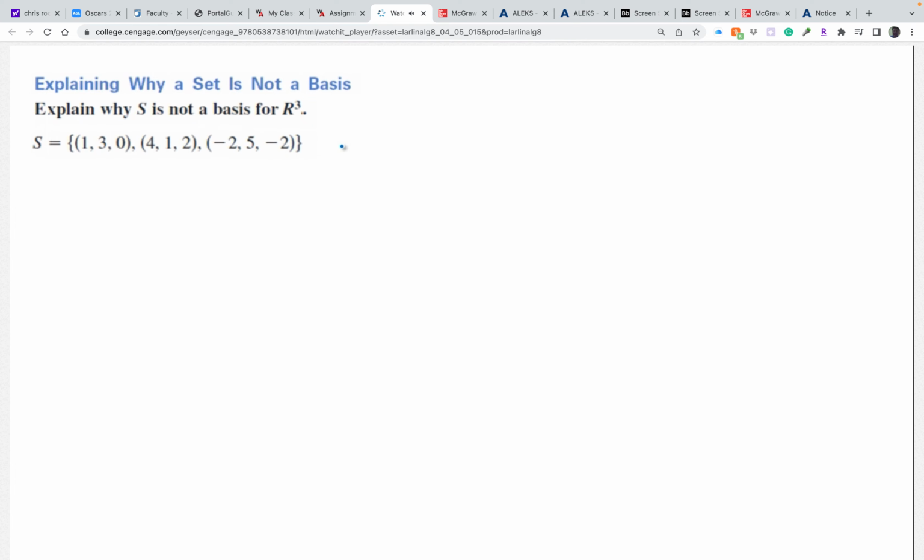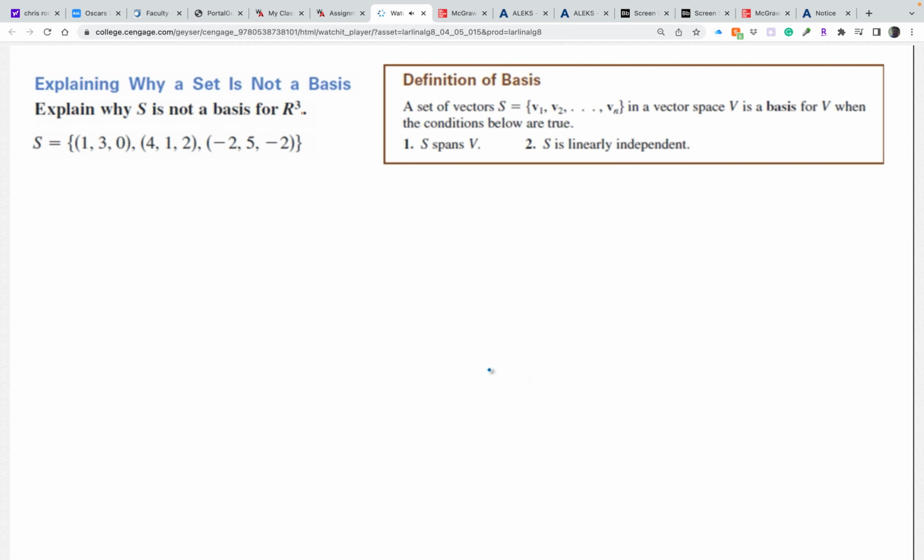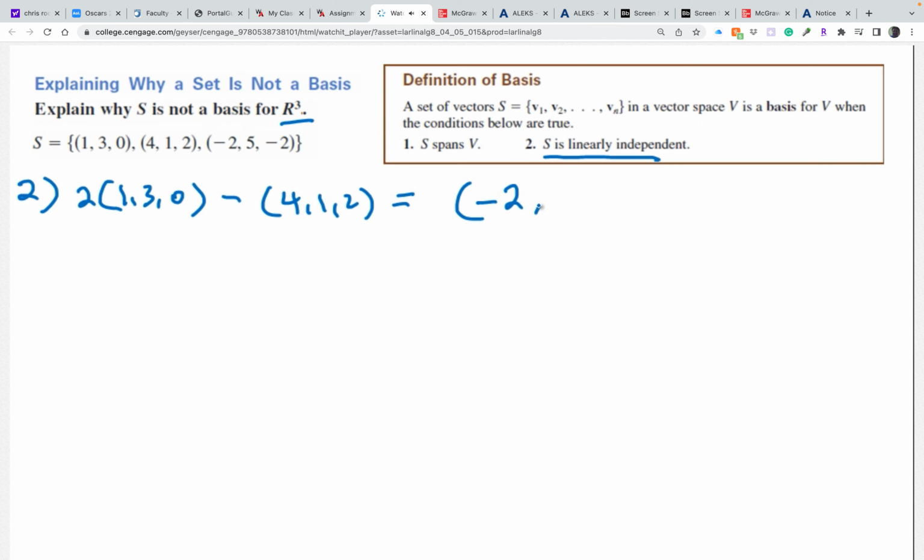So we have two conditions that have to be satisfied. The first condition is that S will have to span V, which in this case is R3. The second is that S is linearly independent. Well, we'll take a look at the second condition first, and we can notice that if we take 2 times the first vector, 1, 3, 0, and we subtract the second vector, 4, 1, 2, that's going to give us the vector -2, 5, -2, which is the third vector.